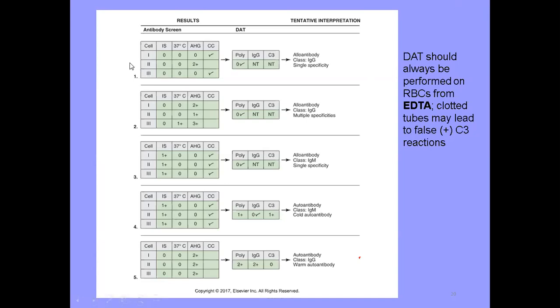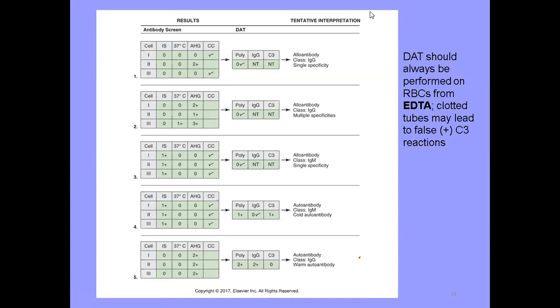So let's begin with number 1. We see immediate spin testing results. 0 means negative, no reactions. Good so far. All 3 screening cells at 37, no reactions. Then once we get to our AHG phase, we see a 2+ reaction with screening cell 2. So guess what? Reacting with 1 is good enough. It means something's going on here. The fact that this is only reacting at AHG makes us think this is an IgG class antibody, and it would be clinically significant because it's reacting at AHG.